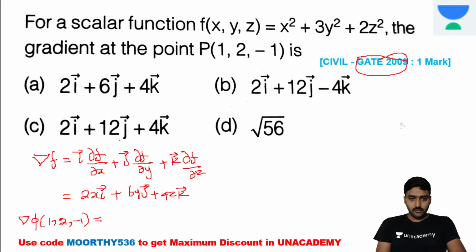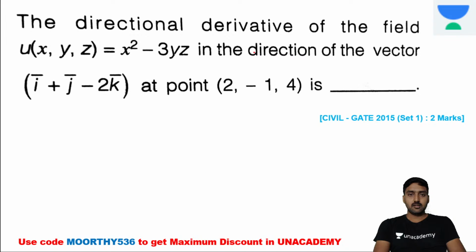Okay, fine. Now substitute 1, it's 2 i vector, and 6 into 2 is equal to 12, 12 j vector, minus 1 into 4 is equal to minus 4, minus 4 k vector. 2 i vector plus 12 j vector minus 4 k vector. It's option B. Option B is the right answer for the directional derivative of the function, right? Yes.